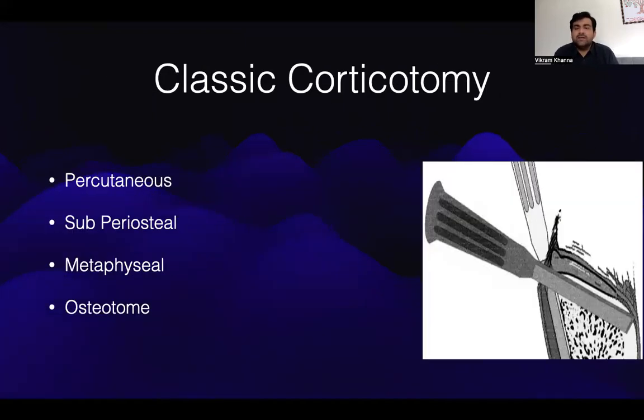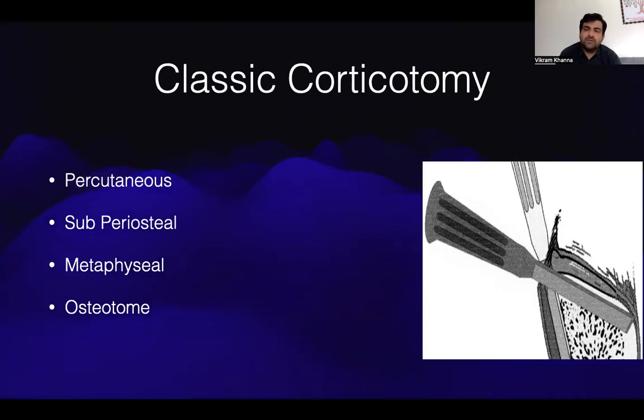Now coming to the classical corticotomy, it was initially described as percutaneous, subperiosteal, metaphyseal, and done with an osteotome. But for bones like the tibia, the description was that the anterior, medial, and lateral cortex was broken, but the posterior cortex was left, since the soft tissue coverage is posteriorly mainly, so we have to be extra careful while doing that. We have to make sure that the periosteum doesn't get damaged all across.